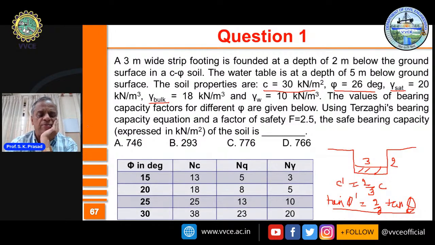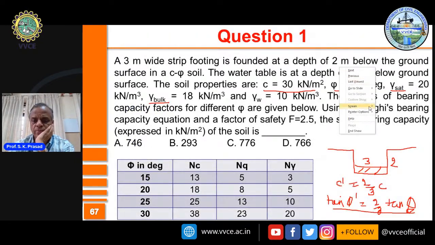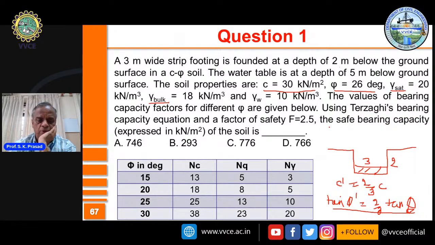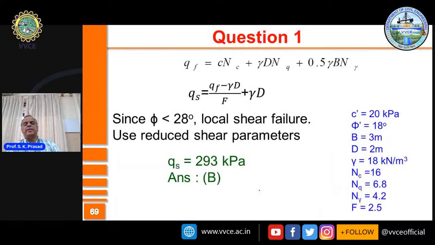In this table, for 15 degrees it is given, 20 degrees also it is given. So for 18, you linearly interpolate between these two. For instance, if I just take NC, let me try to work out the first one. NC is equal to, for 18 degrees, 13 plus (18 minus 13) into, the difference is 15 to 18, 3 degrees, divided by the difference between 20 and 15 degrees, which is 5. So that gives you the value of NC at 18 degrees. Likewise, you do for NQ and N gamma, and this is the result you have got here. NC is 16, NQ is 6.8, and N gamma is 4.2.